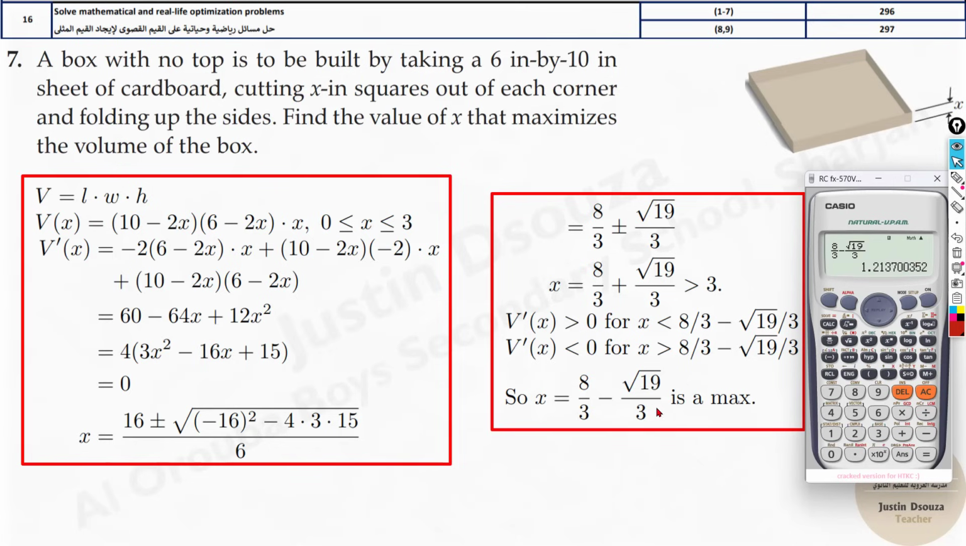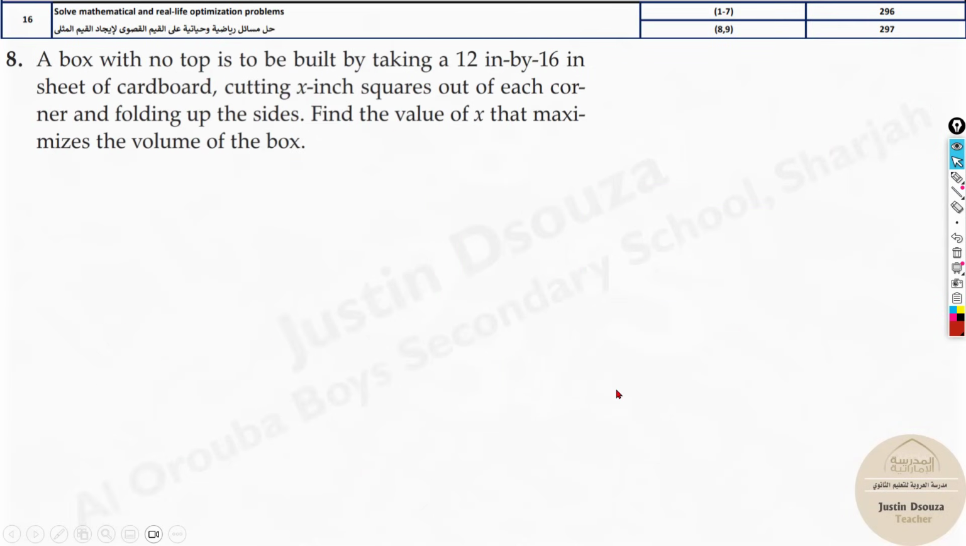Now, sometimes your options will be like this, and you got decimal. Don't worry, just solve these options, all the four options, and check which is the correct answer. We had got 1.21. Yes, this is the thing. So x should be 1.21 to be maximum. That's how we do it.